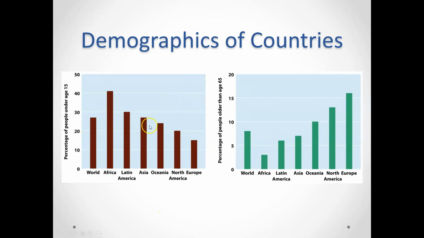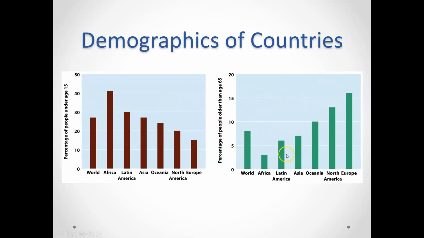So you can take a look at countries where we have a high percentage of people under the age of 15. These are places where you have populations growing the fastest because of high birth rates. If you look here, we see countries in Africa have the highest percentage of people who would be considered children. Then Latin America, Asia, Oceania, North America, and Europe are on the low end of that because of lower birth rates.